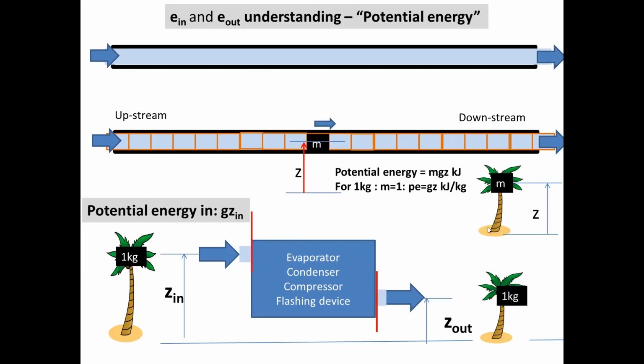I put a coconut tree here, on the ground level. Above the ground level is Z, the mass M of a coconut. The potential energy becomes mgz. It would be h, but h we are using for enthalpy, so Z is the height above this datum. So mgz is the potential energy.